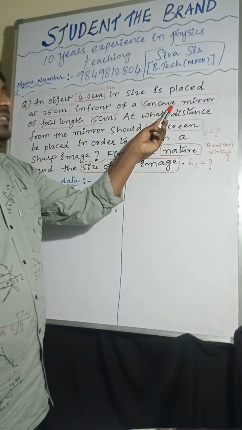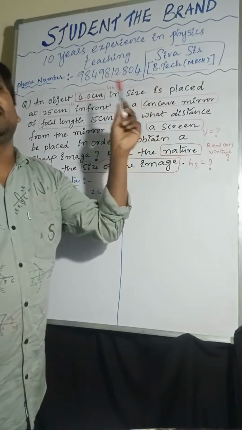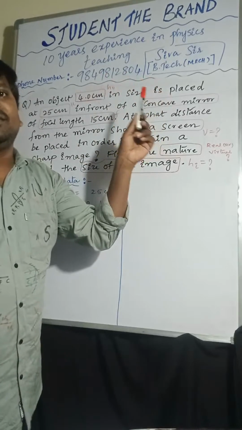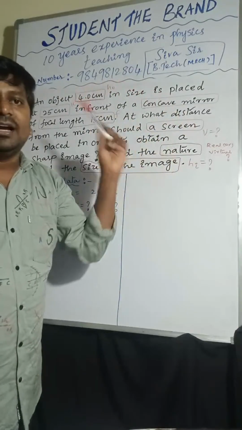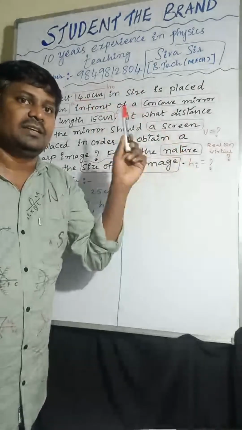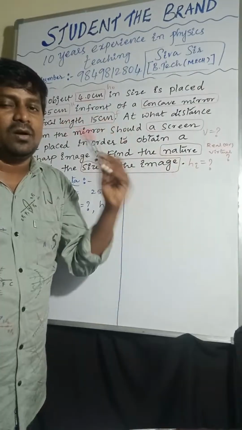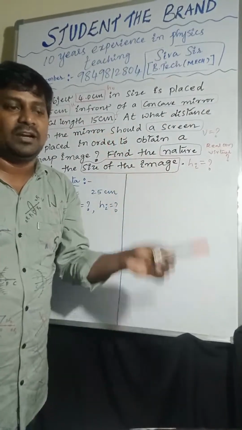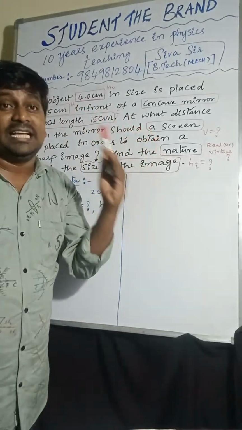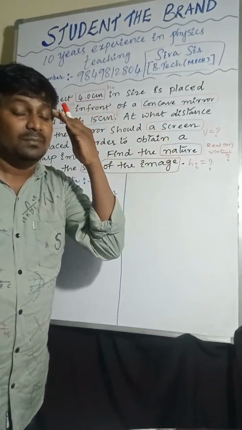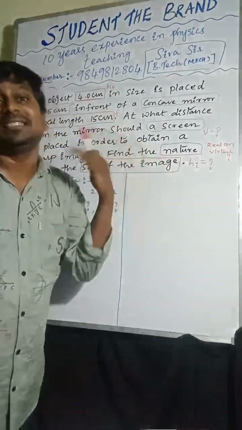So we have to underline this word. This word is very important. Which mirror is given in the problem? You have to identify what mirror is given. It is a concave mirror. Keep in mind, concave mirror. When you are taking the sign conventions, you have to keep that mirror in mind. So by taking that mirror, we can take the sign conventions.